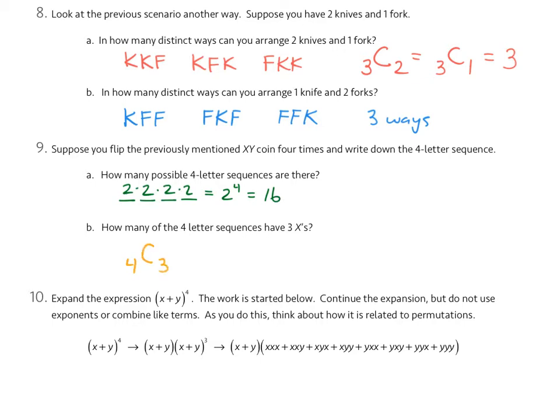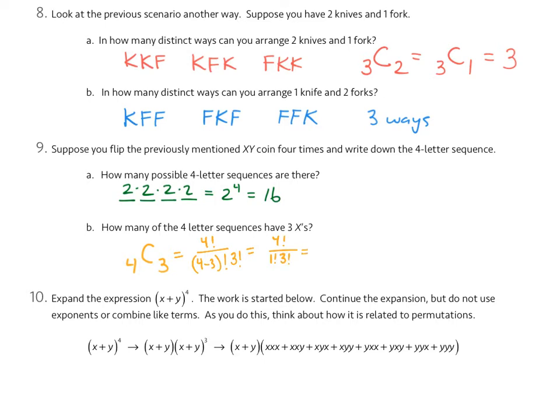So I need to choose 3. One way to calculate 4c3 is to write it as 4 factorial divided by the difference between 4 and 3 factorial, multiplied by 3 factorial. If I simplify the bottom, 4 minus 3 is just 1. So I have 1 factorial, which is just 1, over 3 factorial.